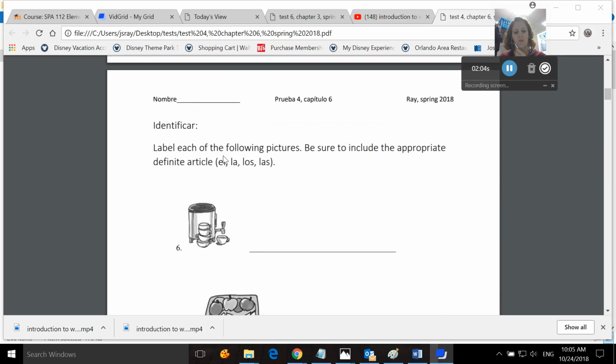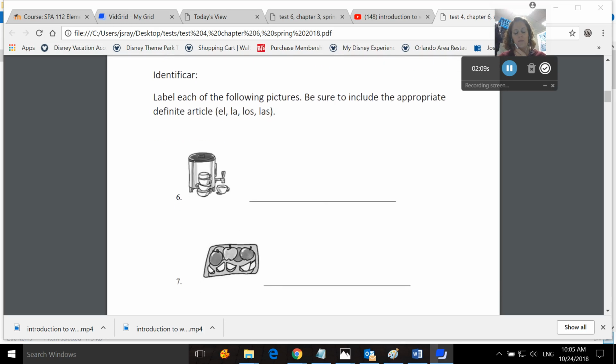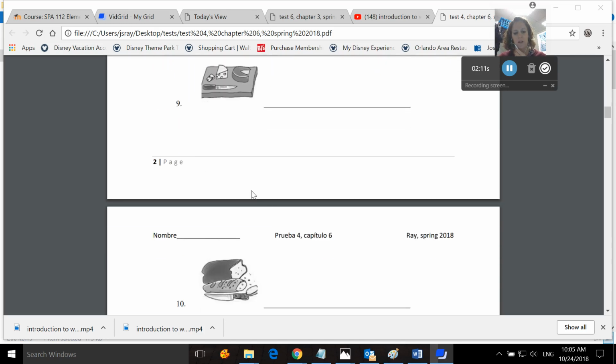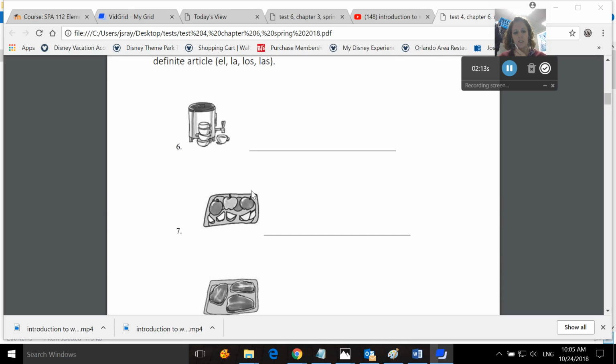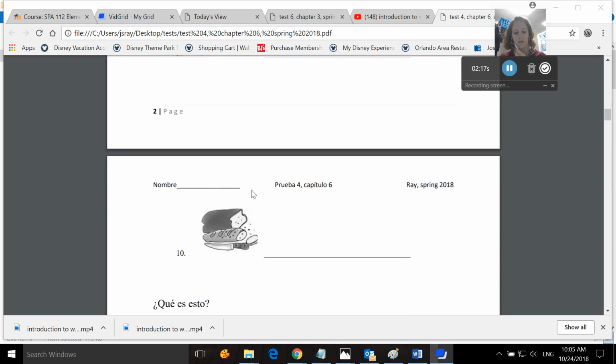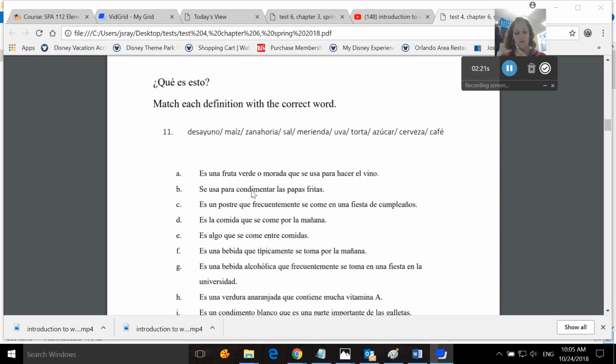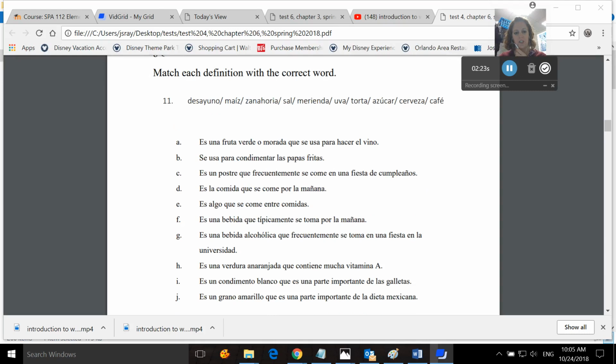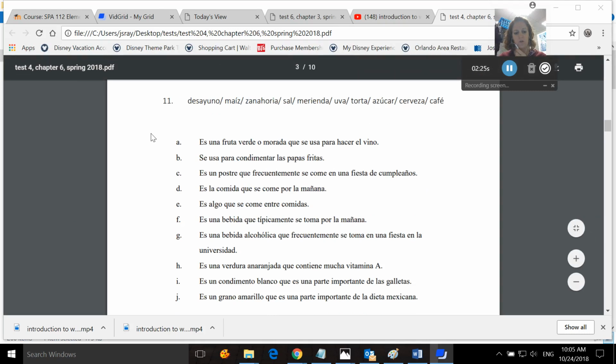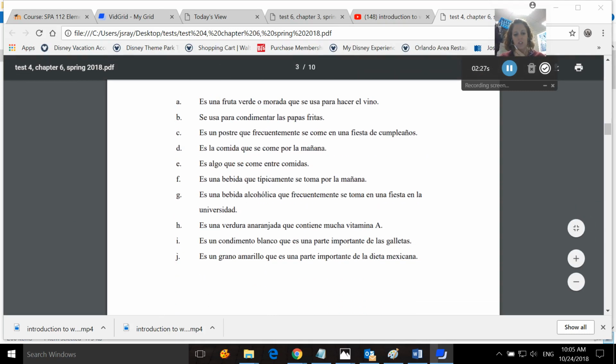Identificar, label each of the following pictures. Be sure to include the definite article. This is from Chapter 6. Just make sure you have a the. You can't just say coffee maker or coffee. You need to say the coffee maker. Here, ¿qué es esto? Match each definition with the correct word. So you have a definition here and a list of words up here. You'll just write the word that matches the definition.